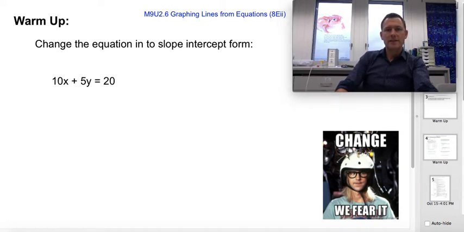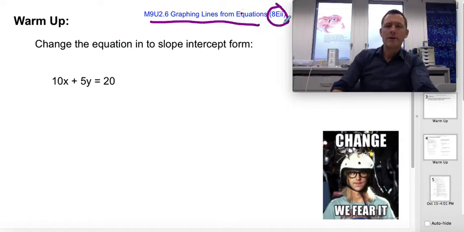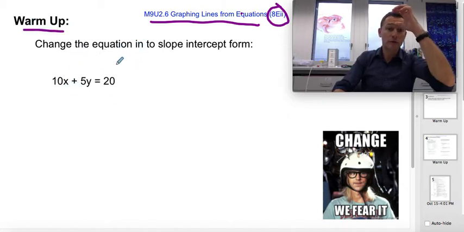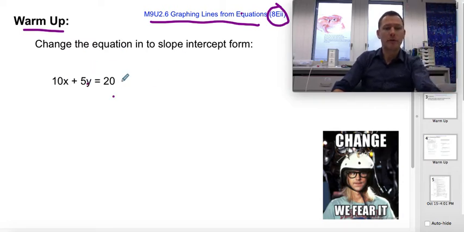Alright, hi guys. This is a continuation of 6.2, graphing lines from equations, and it's out of 8E. It's the second part. Before we go, I'd like you to try this, which is basically from your homework, as a warm-up in your notes. So try to change this to slope-intercept form. Cool? Pause me until you got it.